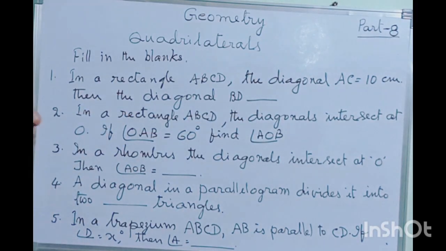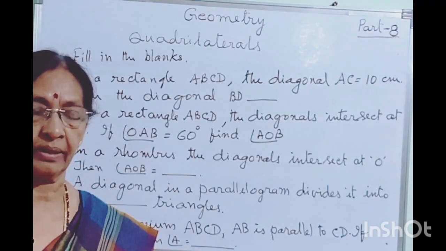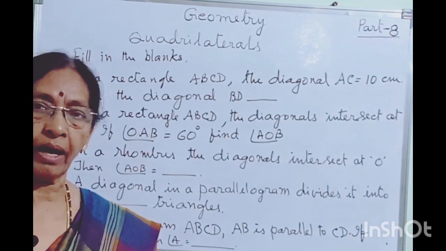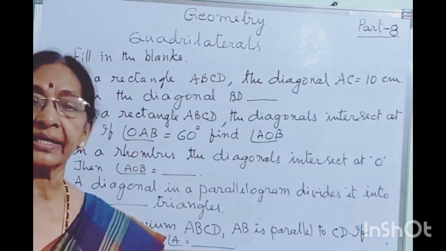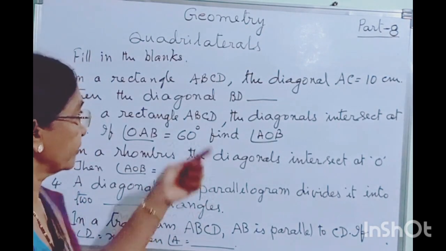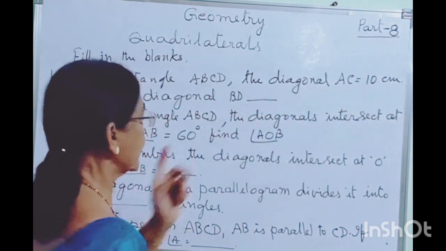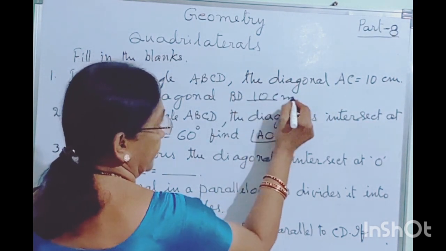In a rectangle, opposite sides are equal and parallel, and all the angles are equal to 90 degrees. Therefore, the diagonals are equal. In a rectangle, the diagonals are equal. Therefore, diagonal AC is equal to 10 centimeters. Then diagonal BD is also equal to 10 centimeters.